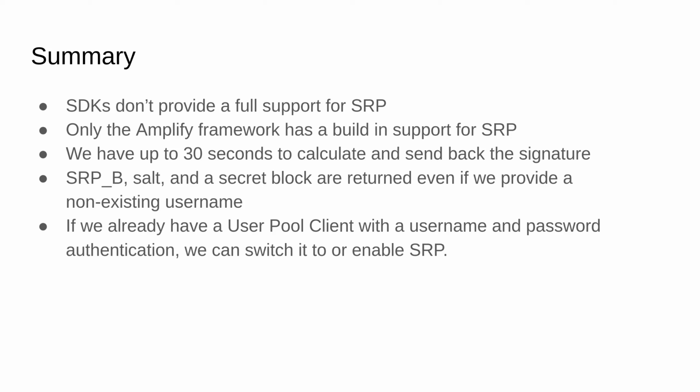You also have to remember that the SRP B and salt and the secret block will always be returned, even if you provide a non-existing username, and you will still have to calculate the signature, and you will then get an invalid username and password message in response. And if you already have a user pool client with username and password authentication, then you can just switch it to, or additionally enable, SRP without any issues. And all the users will simply work out of the box.